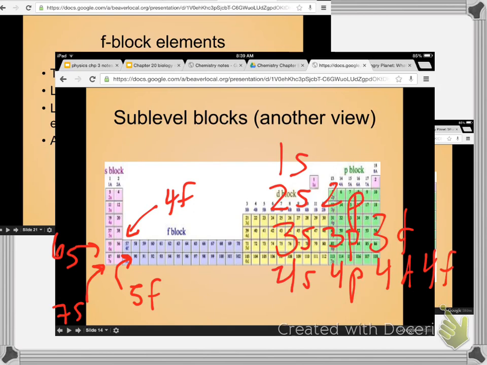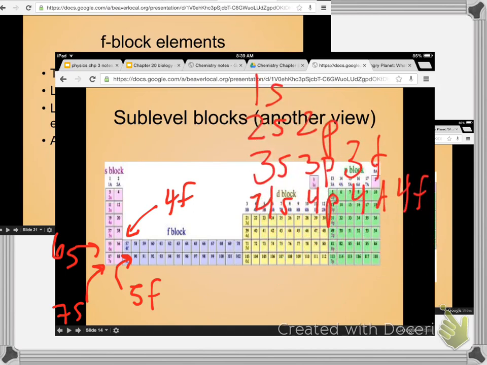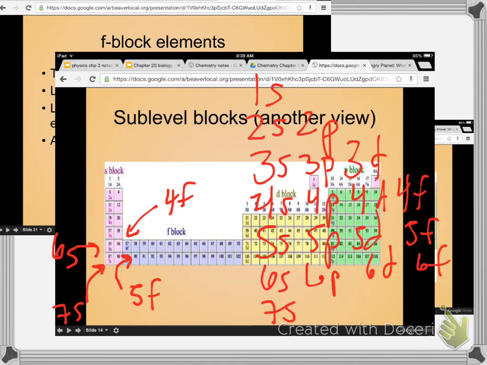Because, you know, while I said this is all of the, let's see, 5s, 5p, 5d, 5f, 6p, 6d, 6f, 7s, 7p. Yeah, that's as far as we need to go.